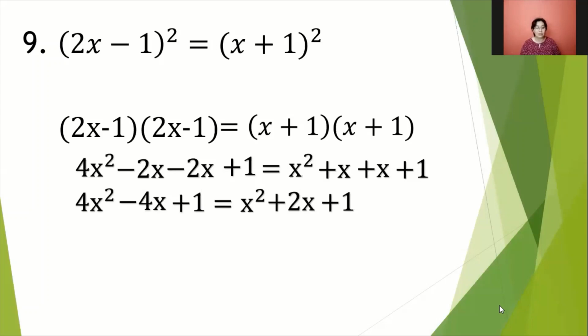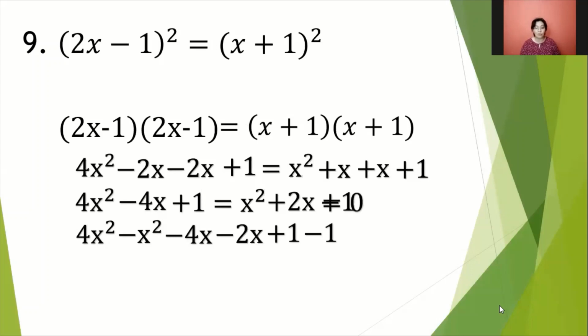Then 4x squared minus x squared, take note, minus 4x minus 2x, plus 1 minus 1 is equal to 0, using the addition property of equality. Then simplify. Combine like terms.